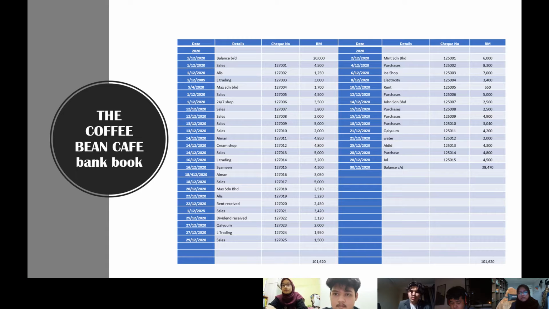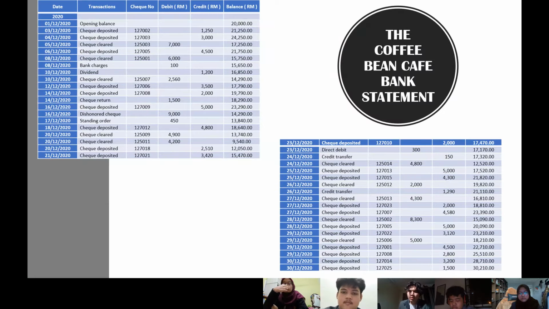So our balance is 101,620 ringgit. So next is our bank statement. For our bank statement, there is an error too, which is on 27th December 2020, which is check deposit with check number 127007 with amount 4,580 ringgit.